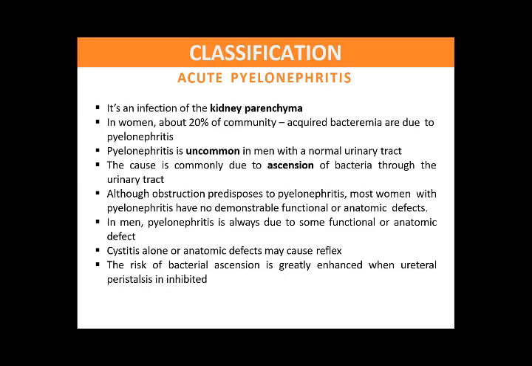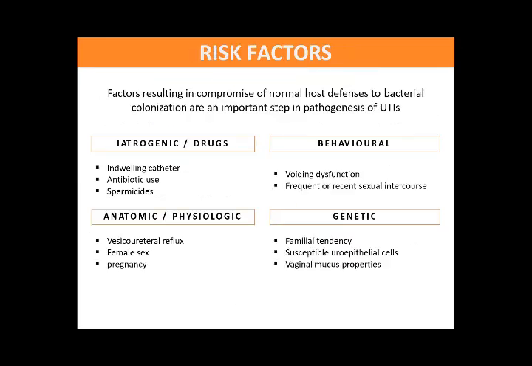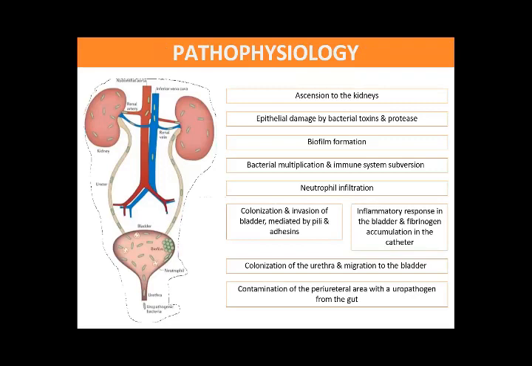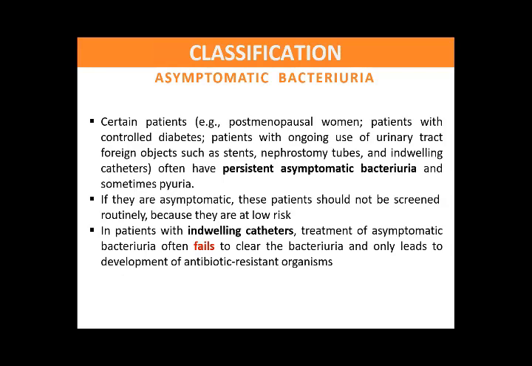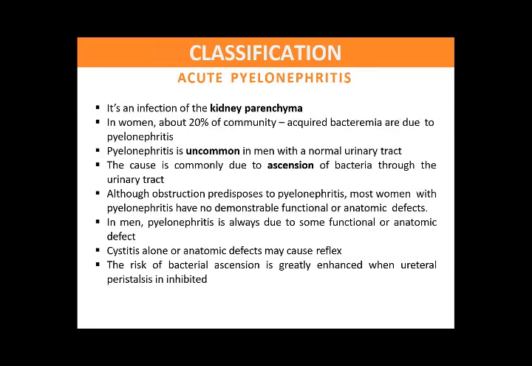So as we already discussed, this is the ascension of the bacteria, which takes place, and infection starts from the urethra to urethritis, then cystitis, and then you can have a bacterial infection of the renal parenchyma itself, leading to pyelonephritis. So same is the patient who has acute pyelonephritis. Uncomplicated patients have a normal urinary tract, but it is more common in complicated patients with ascension of infection.